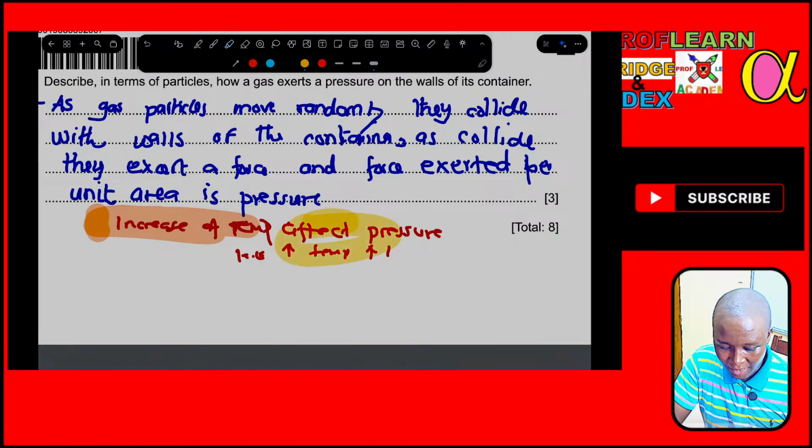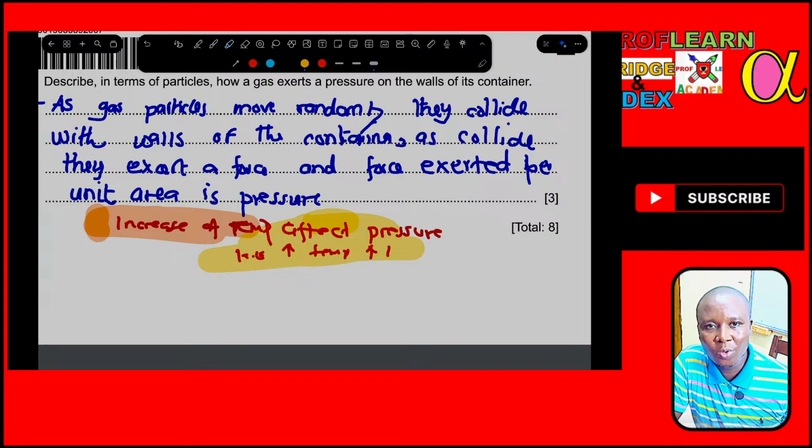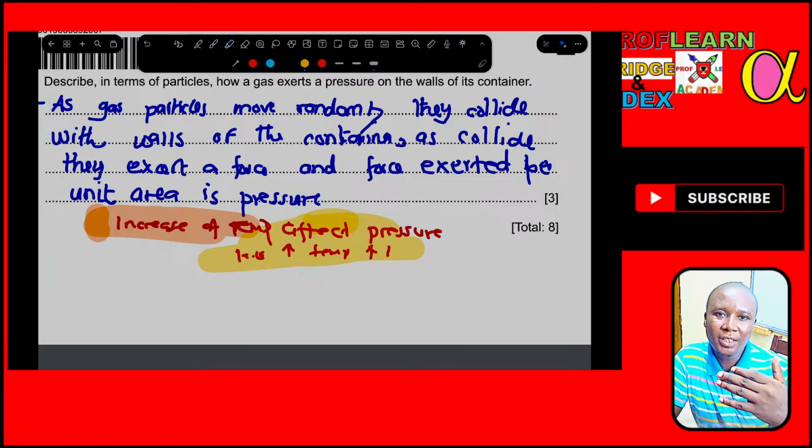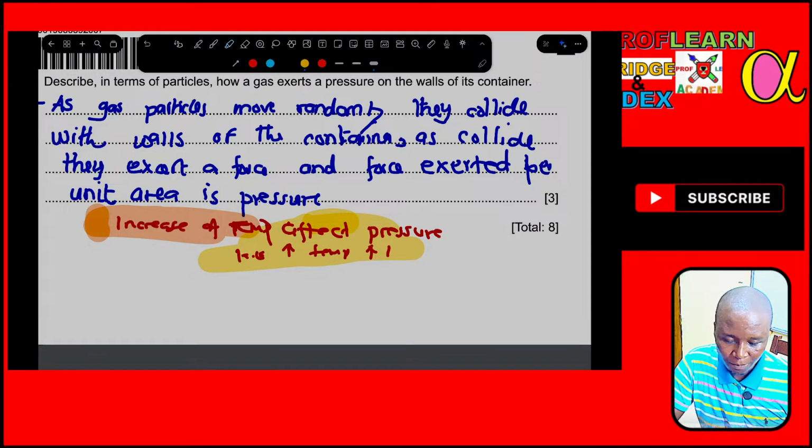You can also be asked, how does increase in temperature affect pressure? In such case, you are going to look at it from the perspective that increase in temperature increases the kinetic energy of the molecules. Then they are going to vibrate faster and they collide more with the walls of the container. Once they collide more, they are going to exert a greater force, hence increasing pressure. So increasing temperature increases pressure because kinetic energy of the molecules increases.